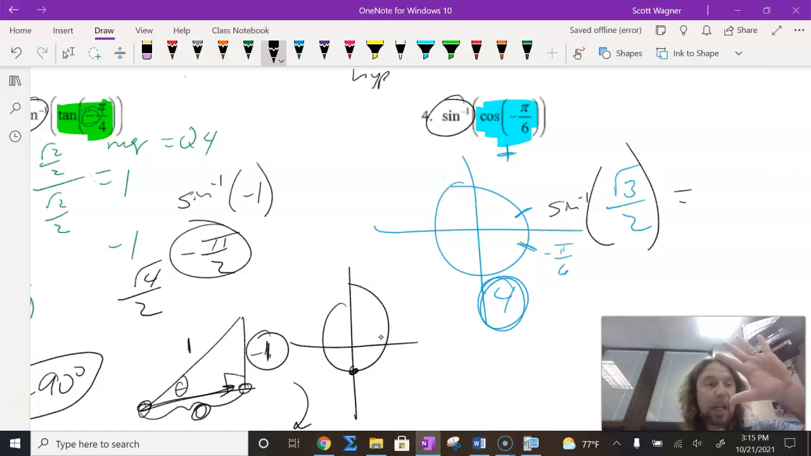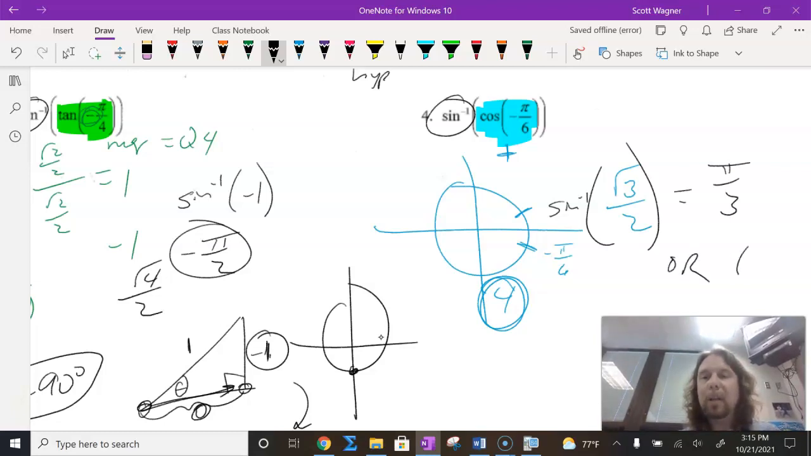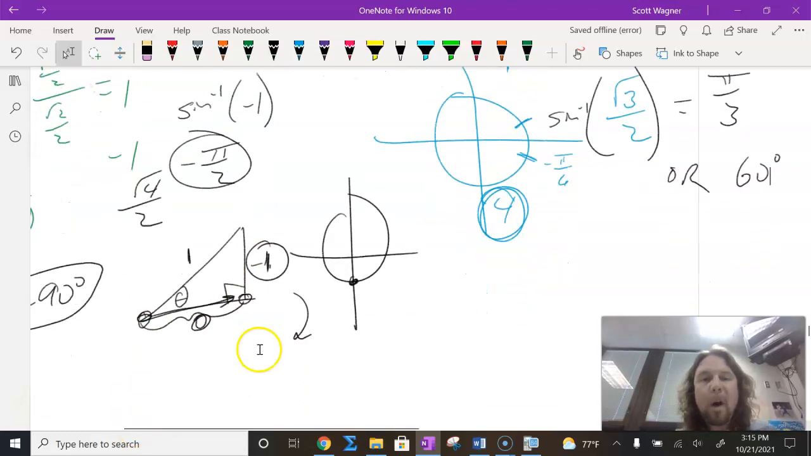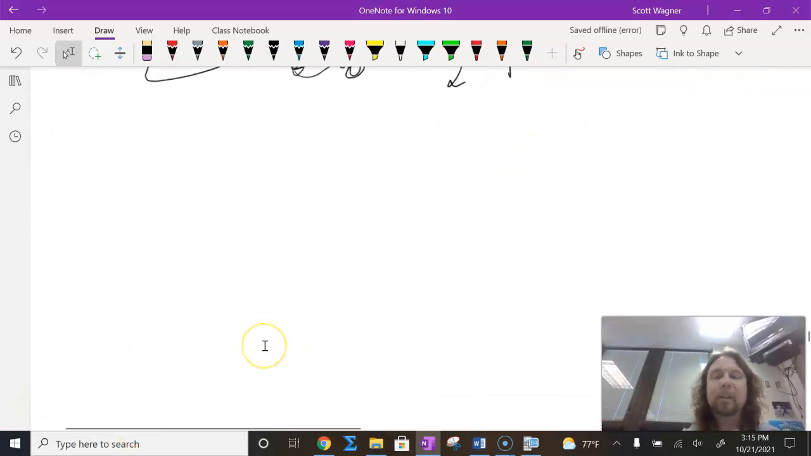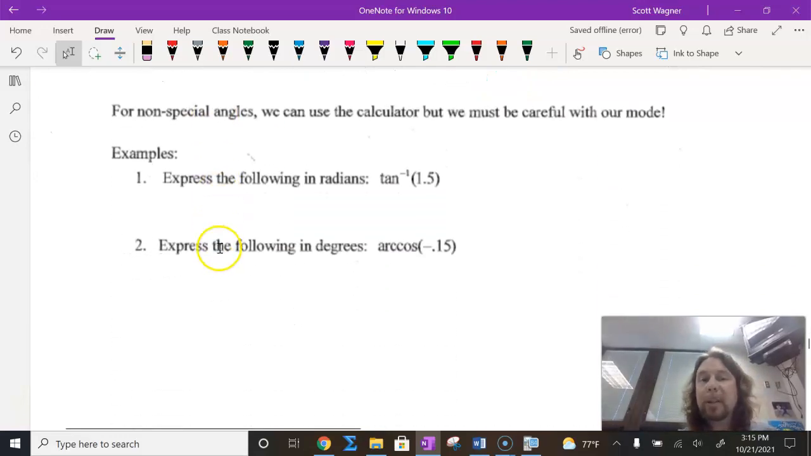And I want 3 fingers up on the lower half of the hand. That's 1, 2, 3. And I can fold that guy back right there. So that's going to be a pi over 3. So pi over 3 is what I got. Or if you want to go in degree mode, you can think of that as 60 degrees.